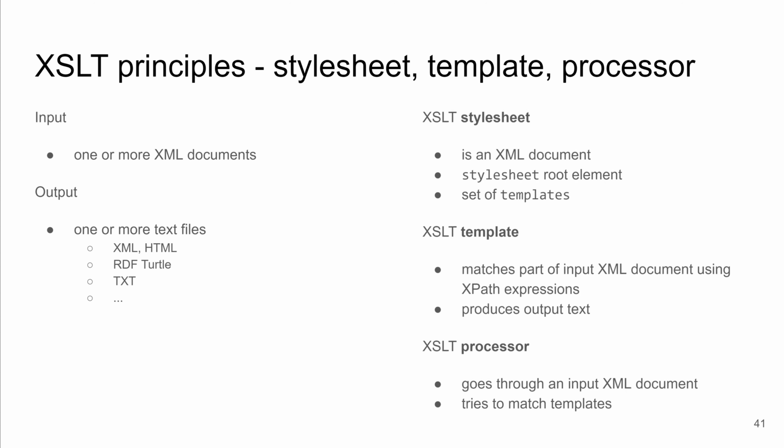And the key terms here are XSLT style sheet, which is the XML document which specifies the transformation itself. Then XSLT template, which is the most important part of the XSLT style sheet. Each template matches a part of the input document and produces some output text. And then the XSLT processor, which is the software that takes the input document and takes the XSLT style sheet, runs it, and produces the output.